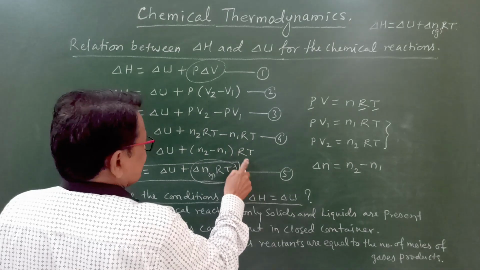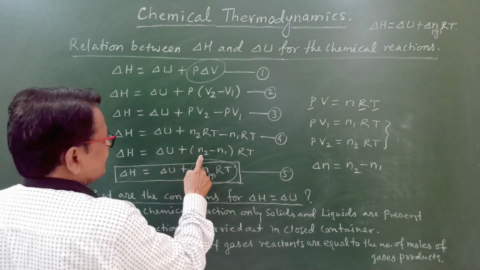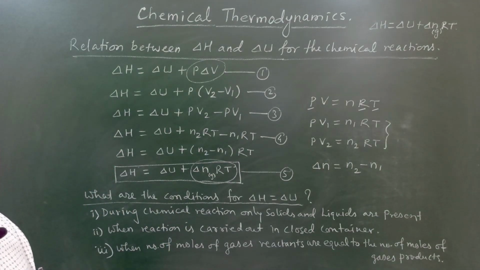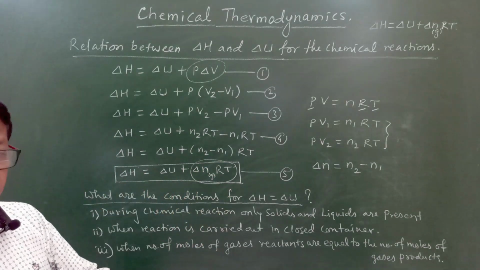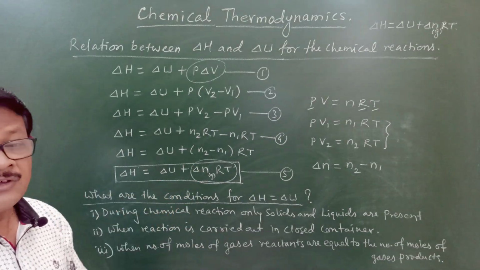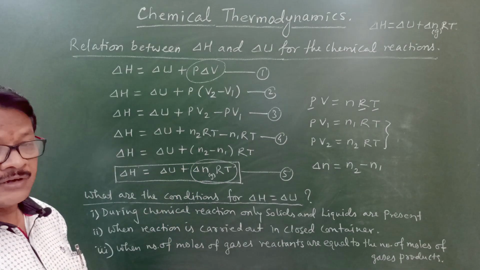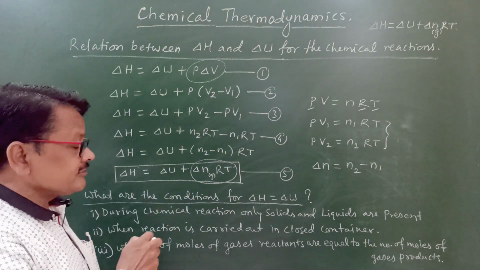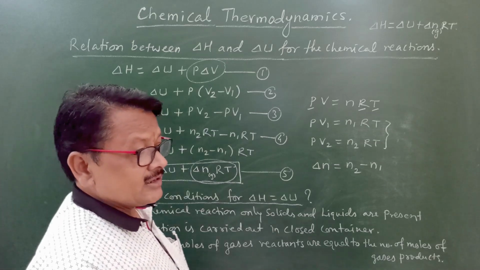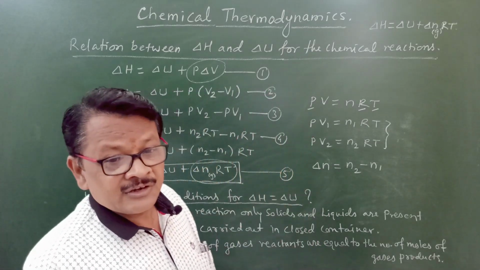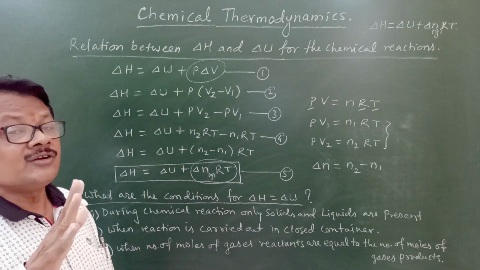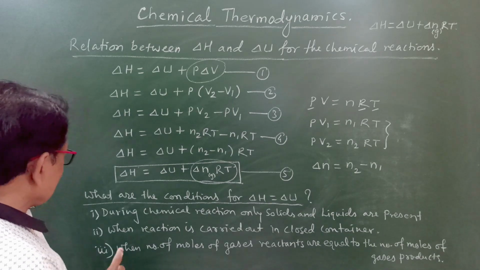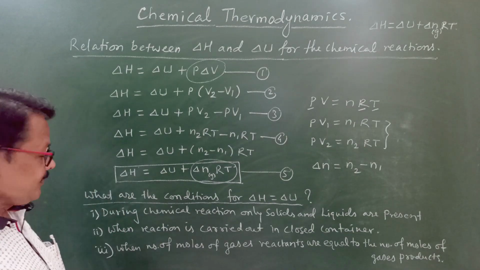Here RT is common, it can be taken out of the bracket, and in the bracket N2 minus N1. N2 is the number of moles of gaseous products and N1 is the number of moles of gaseous reactants. And this difference is the change in number of moles, delta N. I have written here g because for this change in number of moles we have to consider only those reactants and products which are present in the gaseous state, not in the solid and liquid state. Keep that condition in mind, and this is the final equation obtained here.